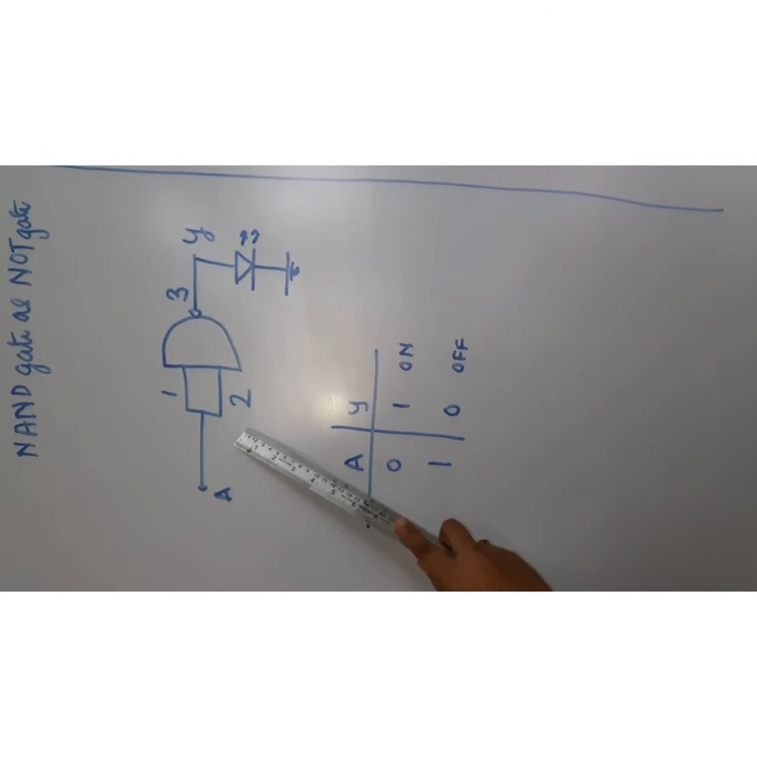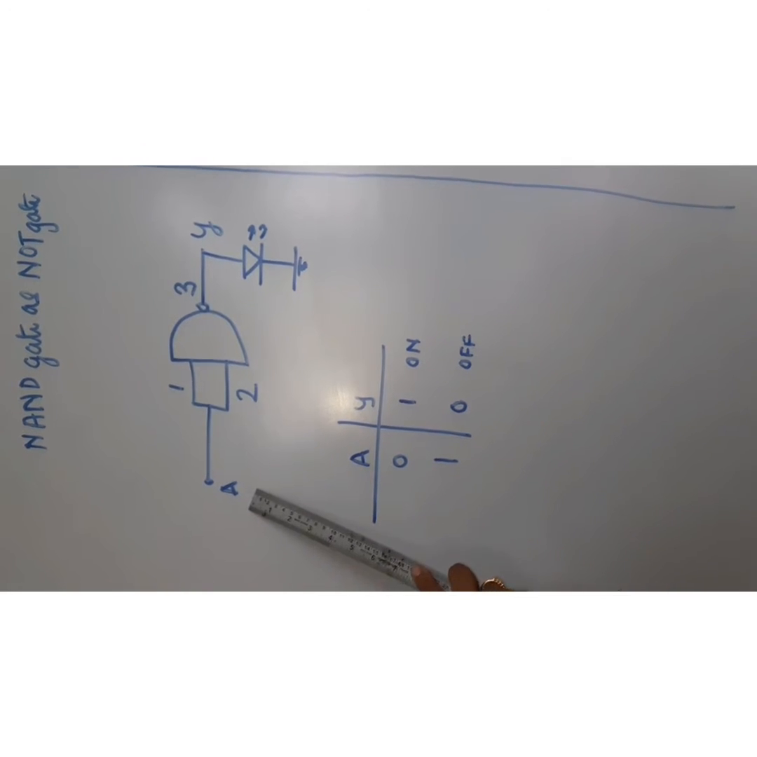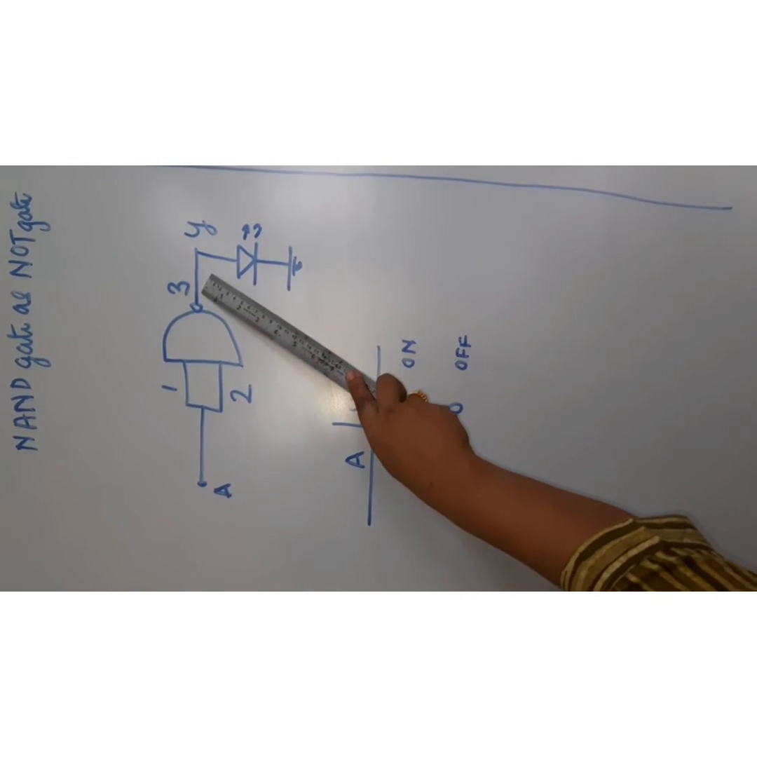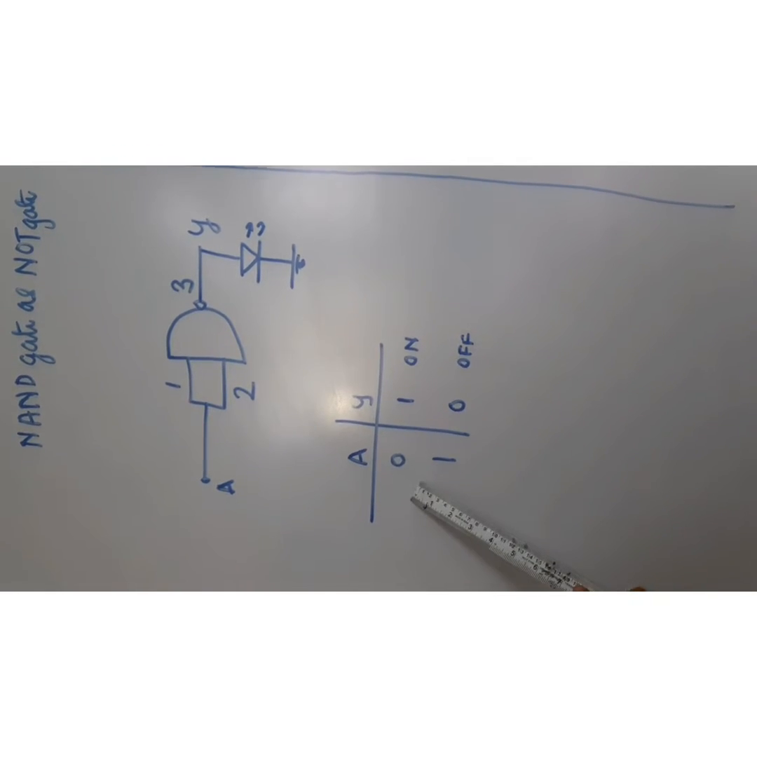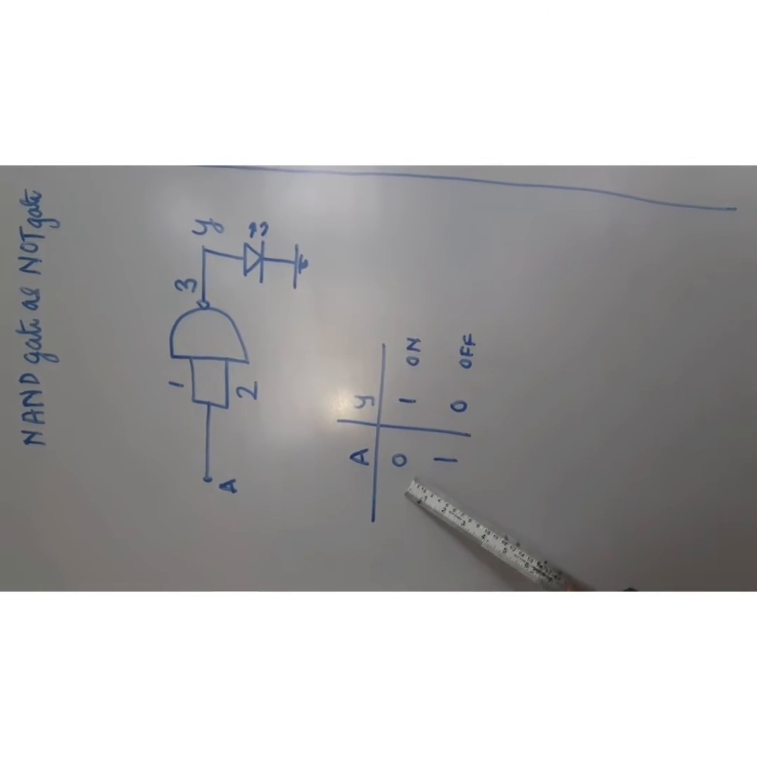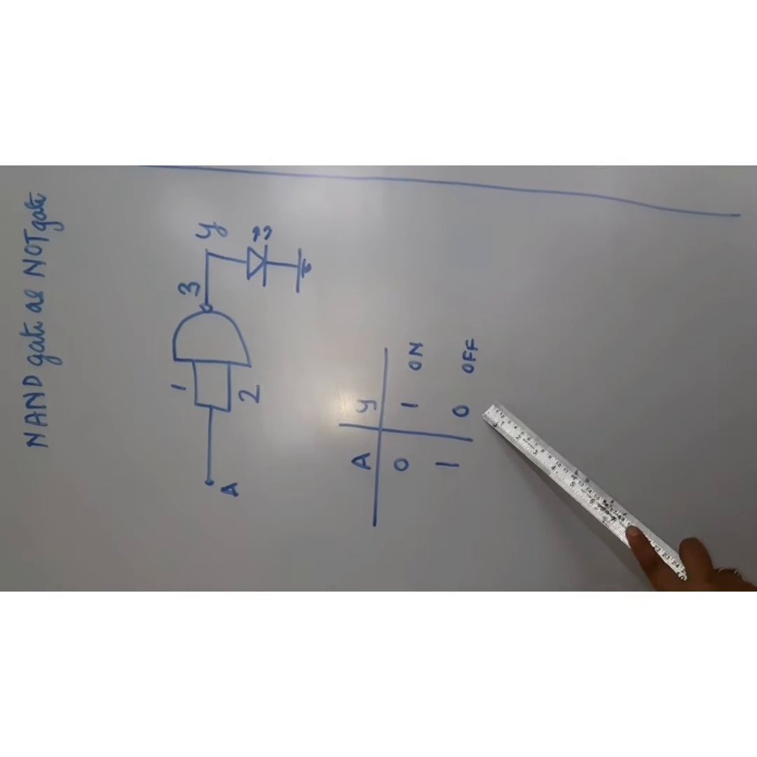So pin number 1 and 2 are connected together to form a single input. I have named it as A. And pin number 3 is output. So at pin number 3 I am going to connect LED, and this will be the output table. So when I give 0, output will be 1. When I give 1, output will be 0.